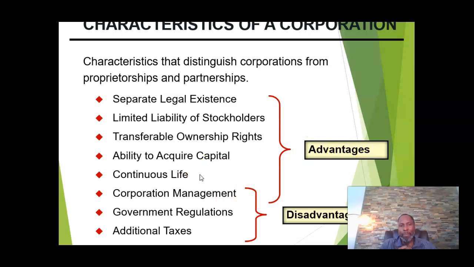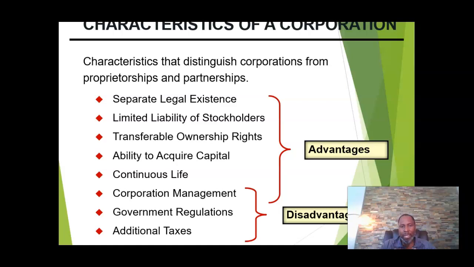Continuous life. They have what's called a perpetual lifespan, meaning that corporations can continue to exist forever. Because as you see, the stockholders are really the owners, and stockholders are going to be changing all the time. So a corporation has what's called a perpetual or a continuous life.